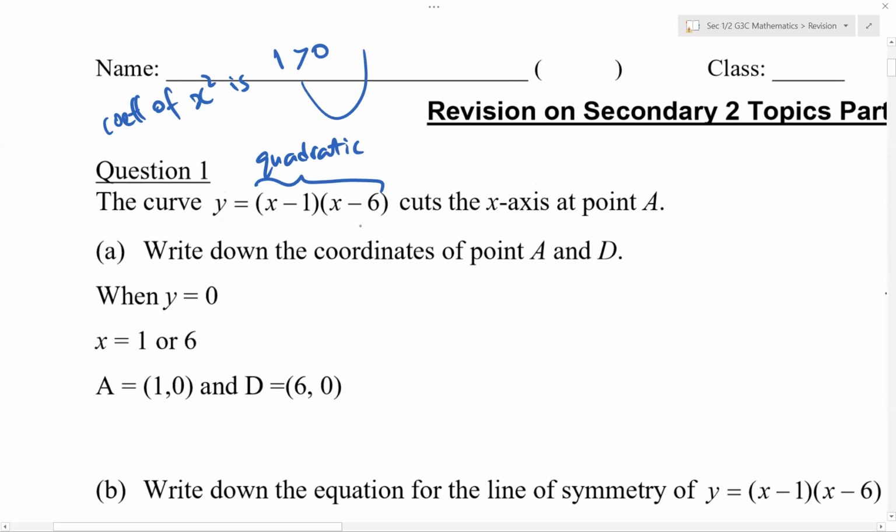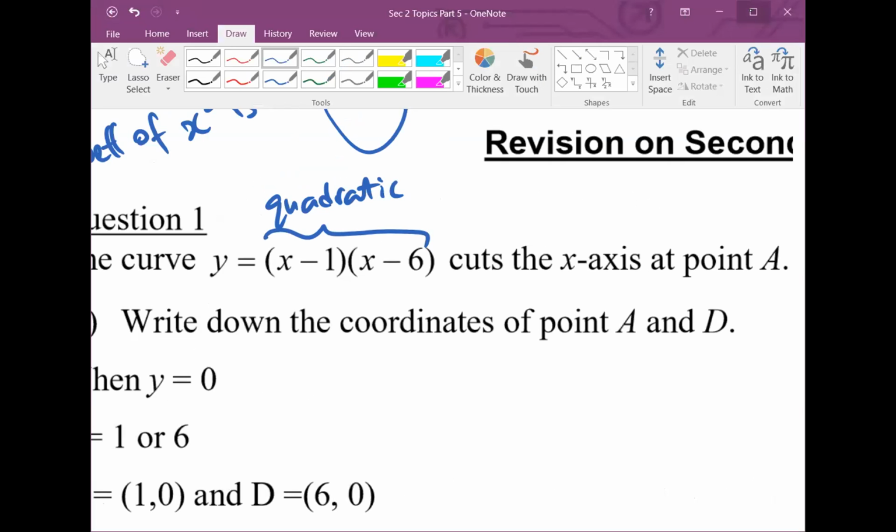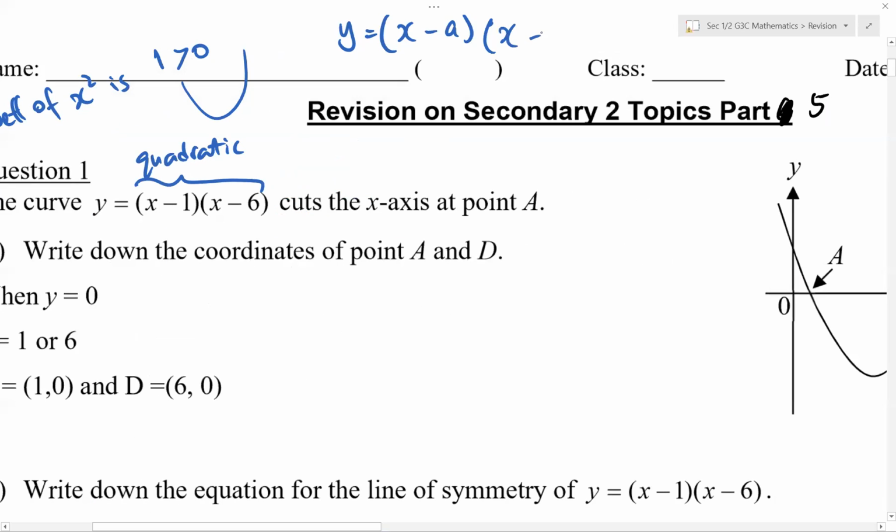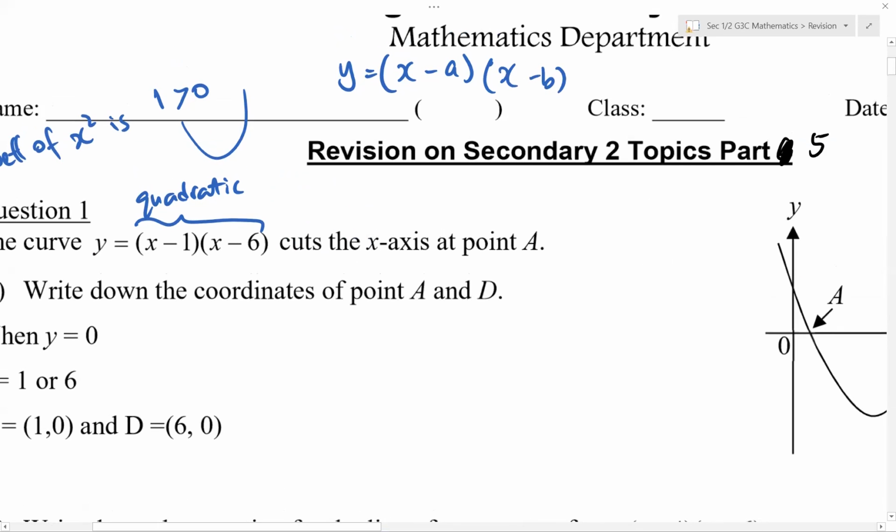Now, because it is written in this format, you know, for quadratics there are two formats. y equals x minus a times x minus b. So this is one format which is shown in this question. The other format is y equals ax squared plus bx plus c. These are the two formats. The format that is given in this particular question is useful if you want to find the x-intercept.